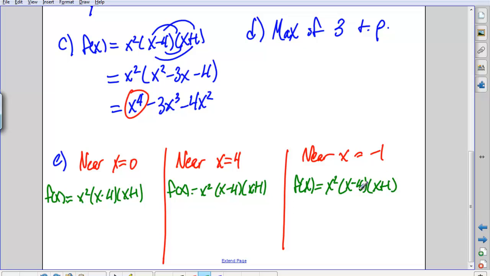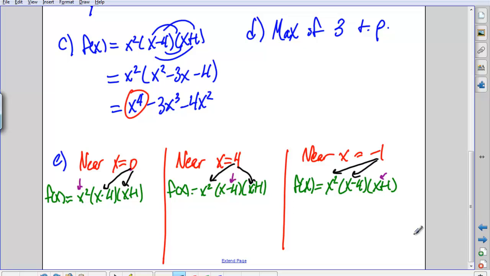Okay, so we have to think about first which factor this 0 came from. X equals 0 came from this one right here. So we're going to plug in 0 for the other two x's. And just to continue that thinking, where did 4 come from? It came from this one, so we're going to plug in 4 to the other two. And where did negative 1 come from? It came from this one, so we plug in negative 1 to the other two factors.